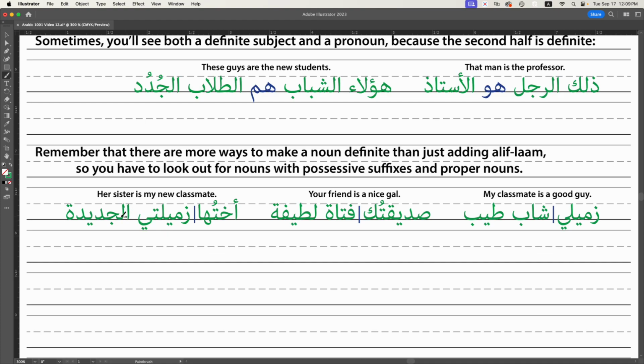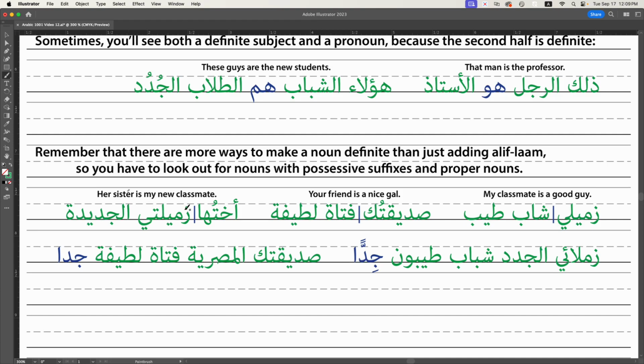And then I'm going to describe her. Jadid is new. Since she is a woman, I have to make the adjective feminine by adding ta marbuta. Since the noun is definite, I have to make the adjective definite, and the only way I could do that is by adding alif lam here. So, ukhtuha zamilati al-jadida, her sister, what about her, is my new classmate. And I've stopped putting the is in brackets here, because by now you should realize that we have to kind of place the is there.